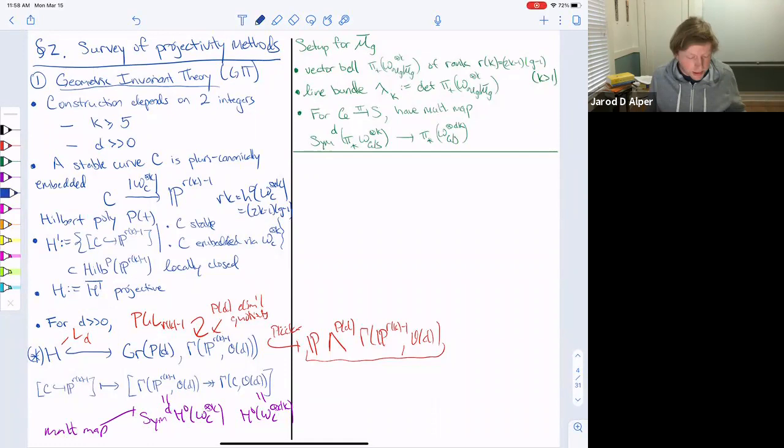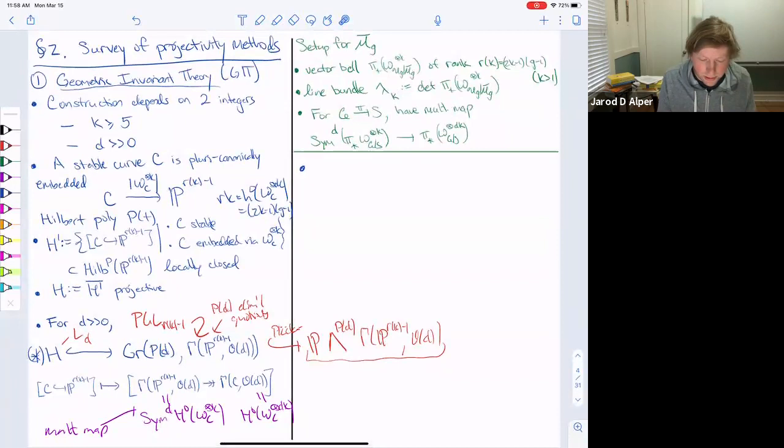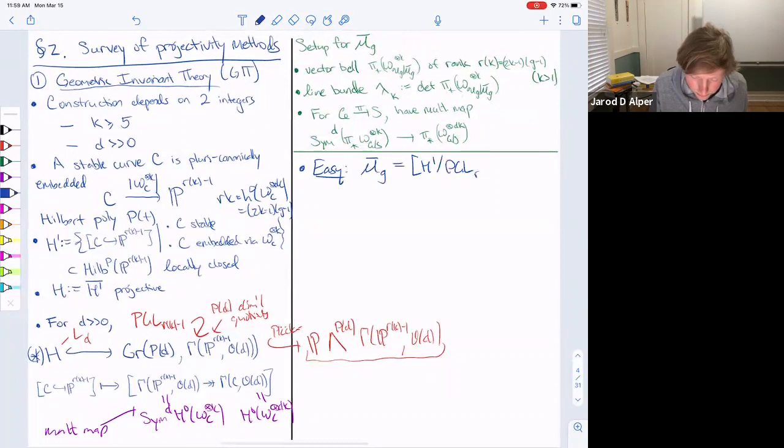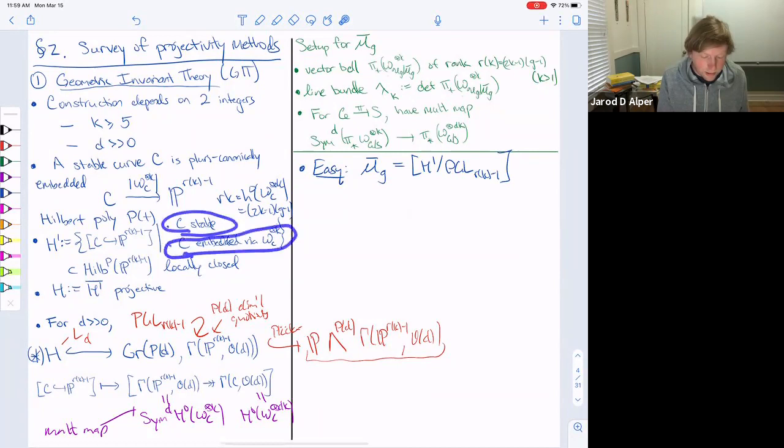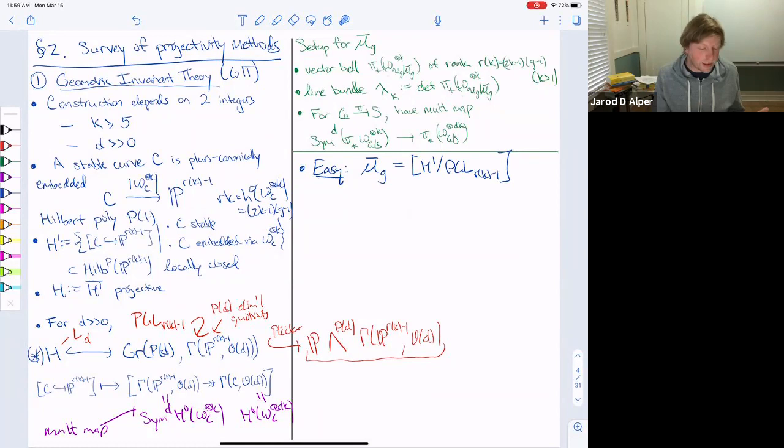What's easy to show, and we essentially showed this for M_g, is that M_g bar is the quotient stack of H prime mod this group PGL of R(k) minus one. I just recalled the notation up in the top right, because there are a lot of symbols here, so that you can remember what lambda k is. This just comes from the fact that we're taking C to be stable and embedded via the kth canonical, so the choice of embedding C into this projective space is just a choice of a basis of the kth canonical. And this PGL is precisely modding out by that choice of basis.